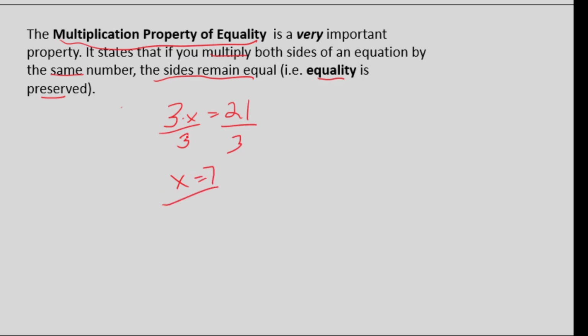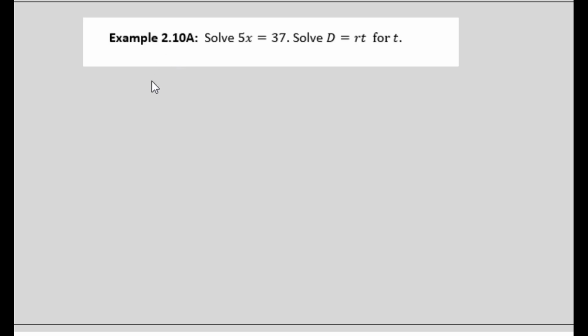It's our solution. Now, I just said it's the multiplication property of equality, and I just divided, right? Well, that is the same thing. Dividing by 3 is the same thing as multiplying by 1/3. I just do this because it's easier. So I'm going to use the multiplication property of equality and solve these two problems. So I'll start out with, don't you like I change colors to keep it lively?